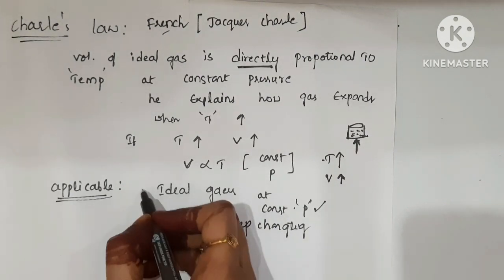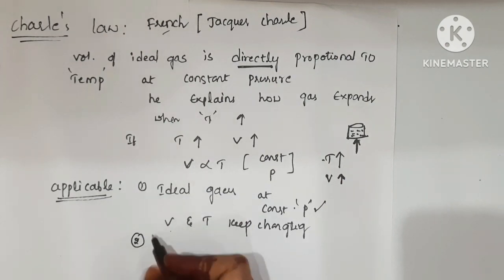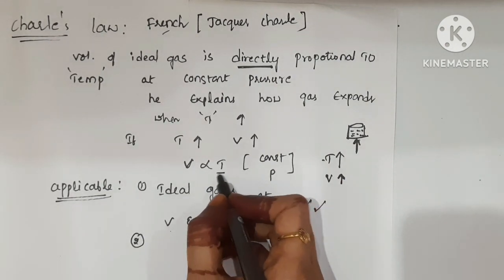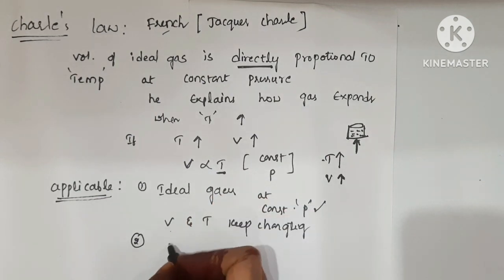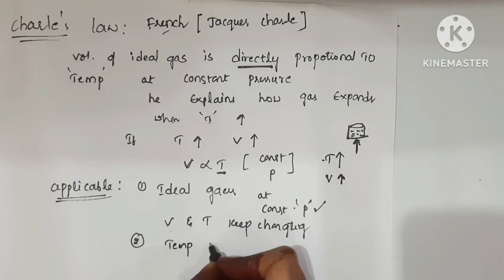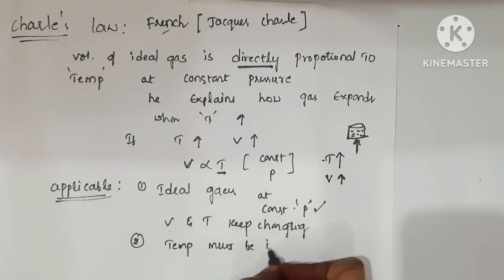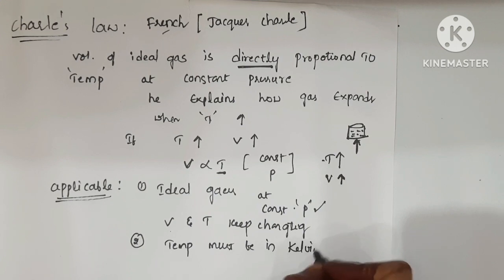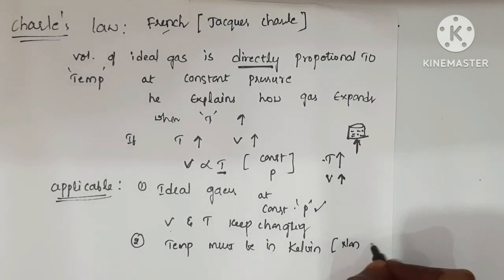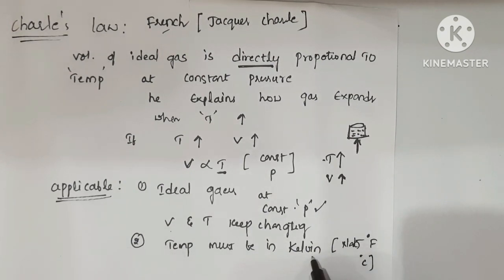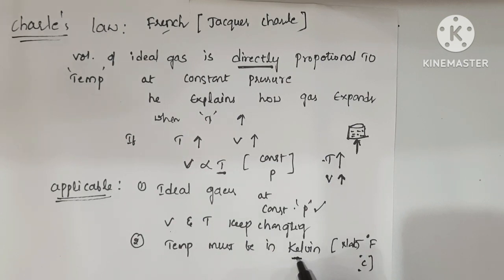And the next one is that the temperature must be in Kelvin, not Fahrenheit degrees or Celsius degrees, right? It must be in Kelvin. In case the temperature is in Fahrenheit degrees or Celsius degrees, definitely we have to convert it into Kelvins.